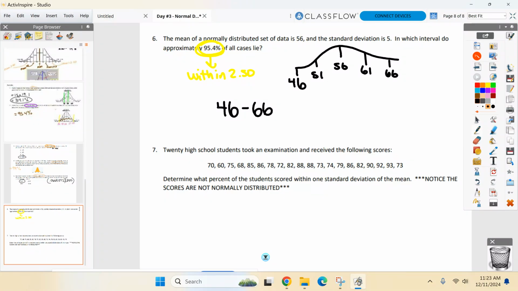Will I give you any other numbers? Yes. I might give you 68.2. And that's what? Within 1. Other than that, that's where I'm stopping, guys. All right, I'm not going to give you any other percentages.